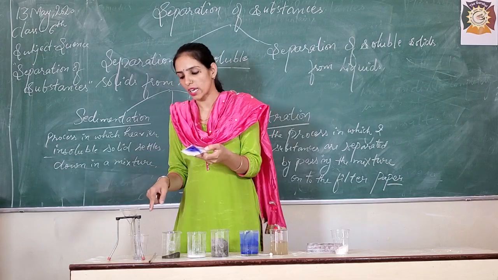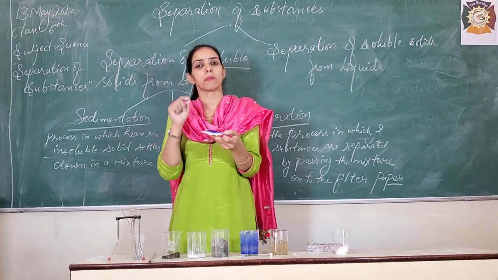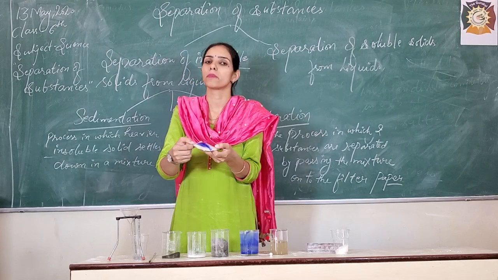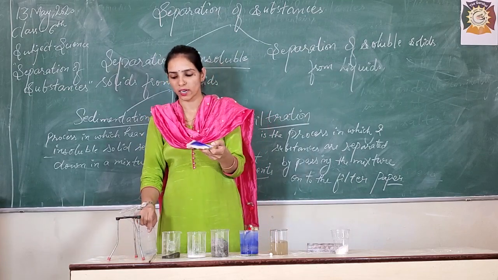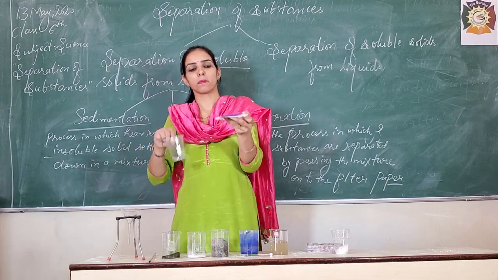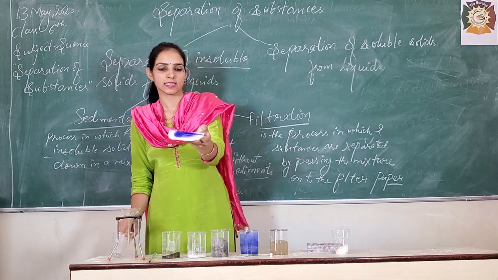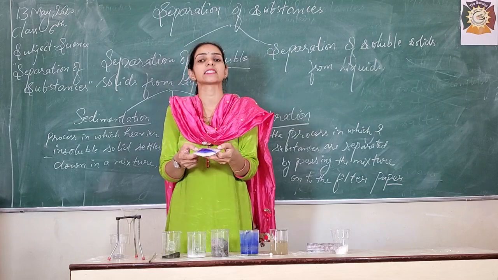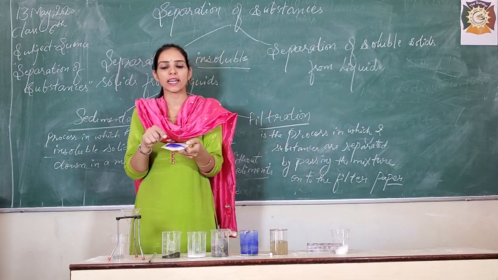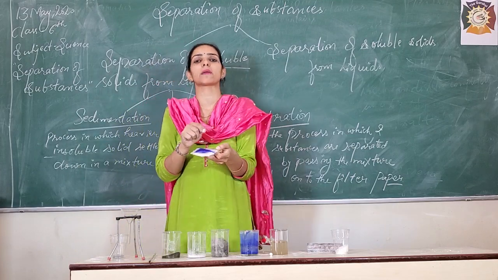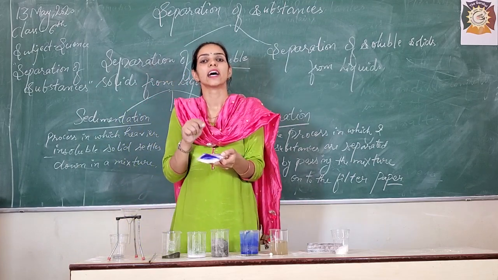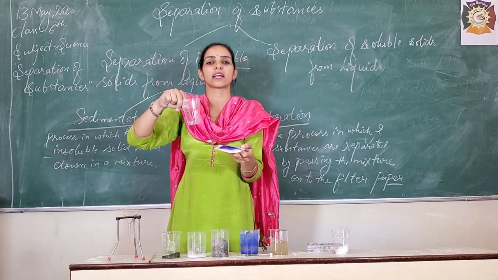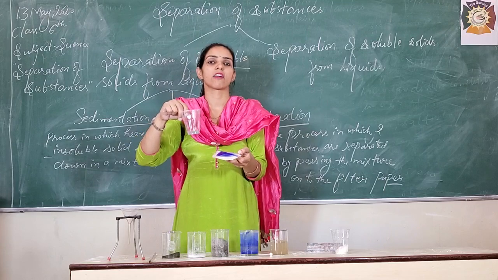But water particles were much smaller than the holes of this filter paper. That is the reason water was able to pass out, but dye was not able. So the dye is here, which we call residue. We call it residue because the solid left behind on the filter paper is called what? Residue. And the clear liquid which has been taken in another container is called filtrate.